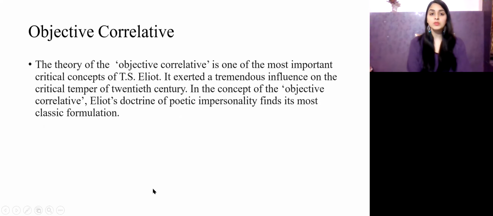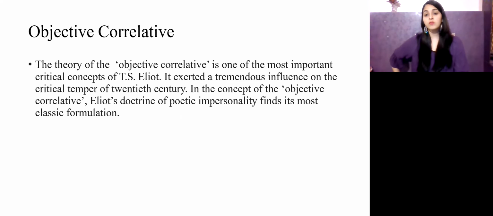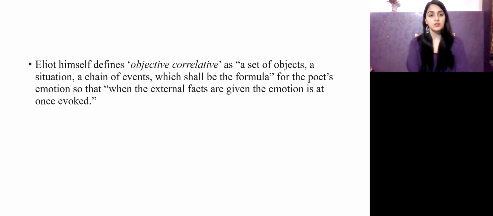Now, what do you mean by objective correlative? The theory of objective correlative is one of the most critical concepts of T.S. Eliot. So, this is one of the main things that he has done. It exerted a tremendous influence on the critical temper of the 20th century. In the concept of the objective correlative, Eliot's doctrine of poetic impersonality finds its most classic formulation.